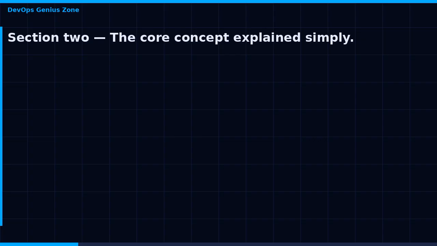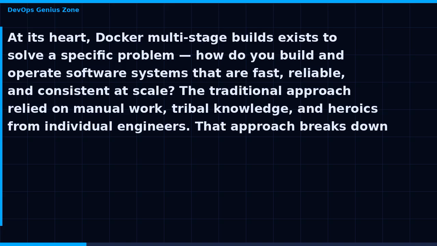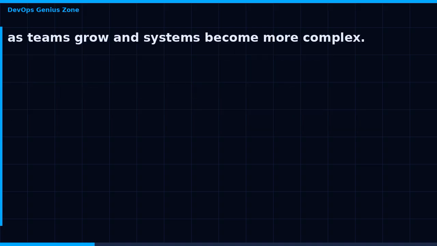Section 2: The core concept explained simply. At its heart, Docker multi-stage builds exists to solve a specific problem: how do you build and operate software systems that are fast, reliable, and consistent at scale? The traditional approach relied on manual work, tribal knowledge, and heroics from individual engineers. That approach breaks down as teams grow and systems become more complex.